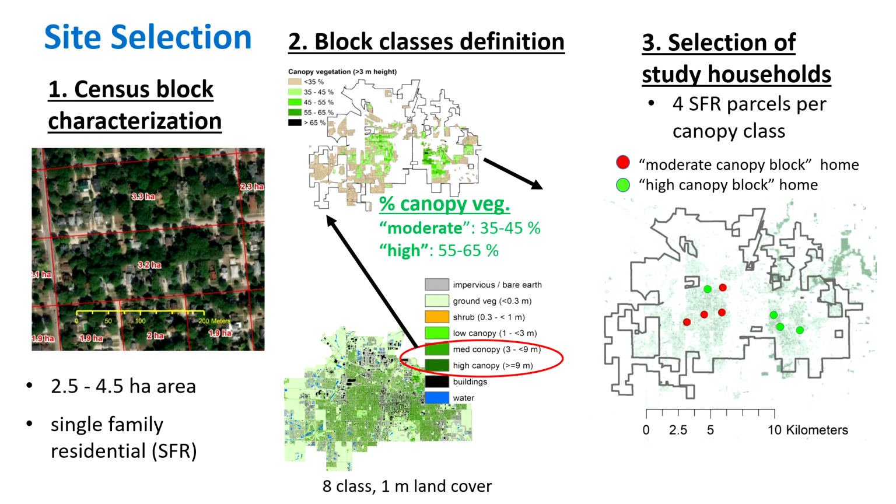So we used a fine scale land cover map, classified primarily residential census blocks across both communities, defined a moderate canopy class as well as a high canopy class, selected residential census blocks for each class, and then identified an appropriate single home within each of these census blocks to actually sample mosquito populations.